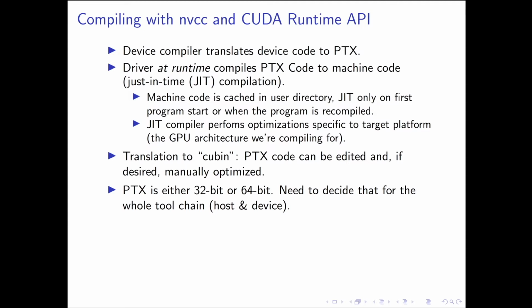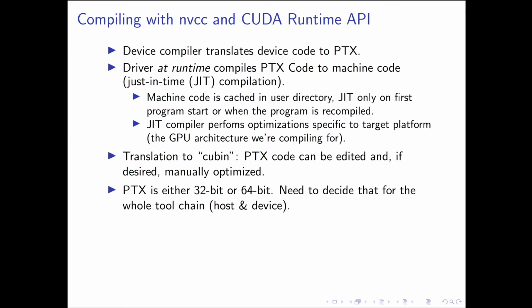Then there is something that NVIDIA calls cubin, and that basically means that when we compile our code, we can instruct the NVCC compiler to output a so-called cubin file. With the cubin file, we can not only inspect the code, but we can actually patch it, and if we desire, we can manually optimize it.